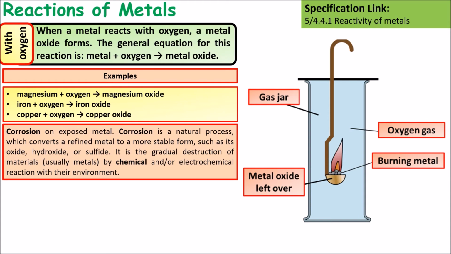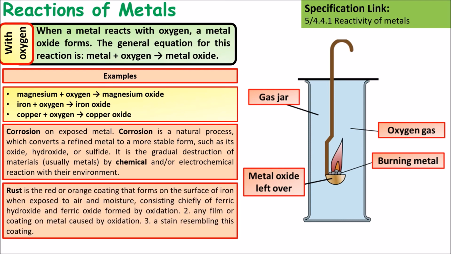Corrosion is a natural process which converts refined metal to a more stable form, such as an oxide. It's a gradual process, and in lots of cases we want to look at preventing it. Rust is the red or orange coating that forms on the surface of iron when exposed to air and moisture, consisting chiefly of iron hydroxide and iron oxide formed by oxidation.